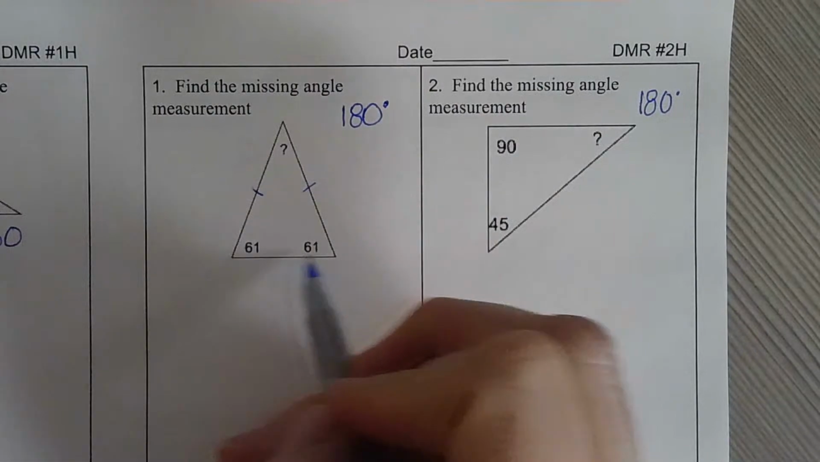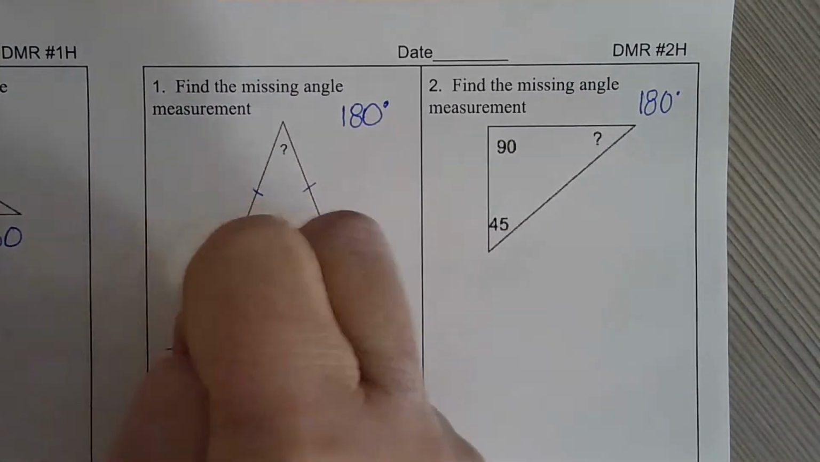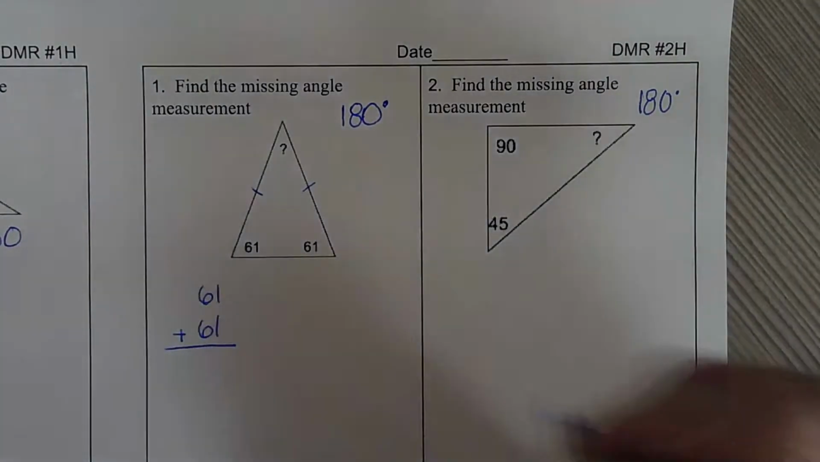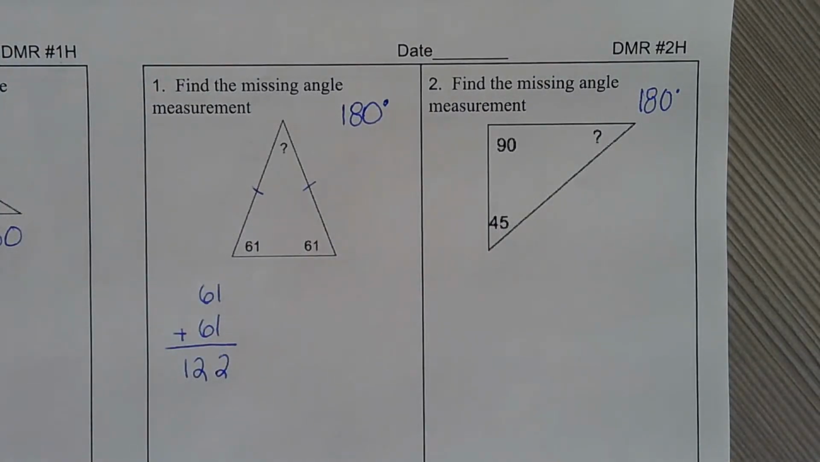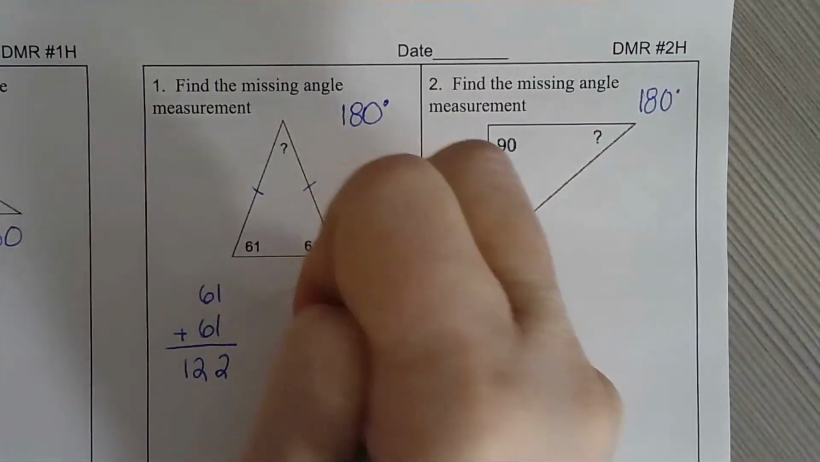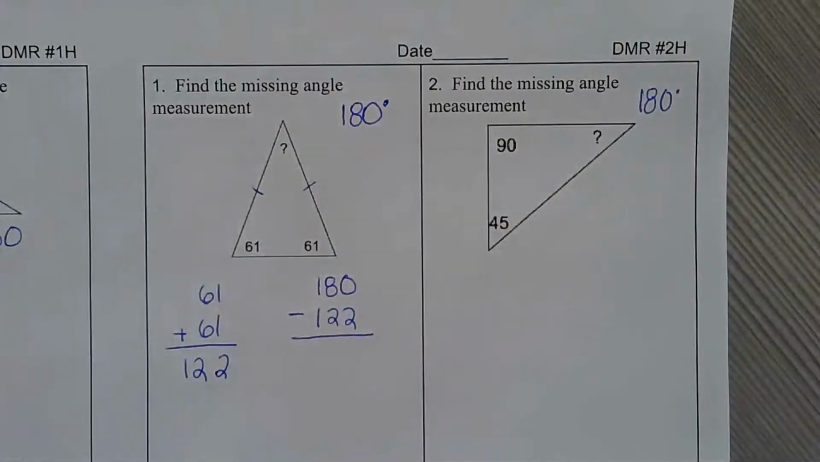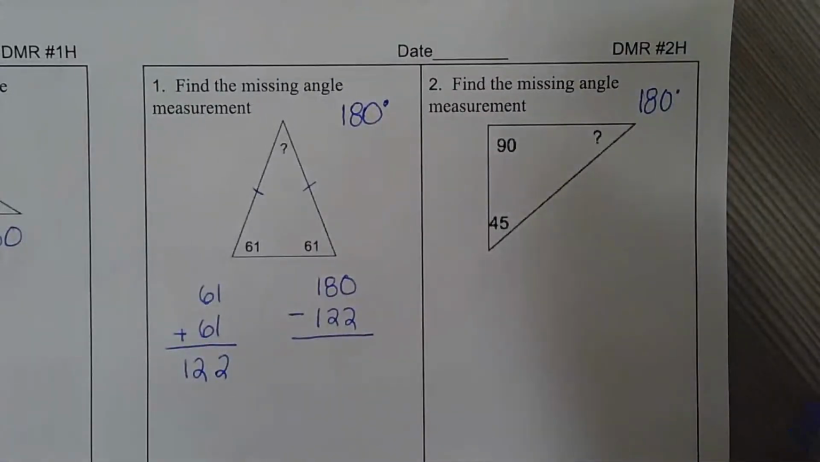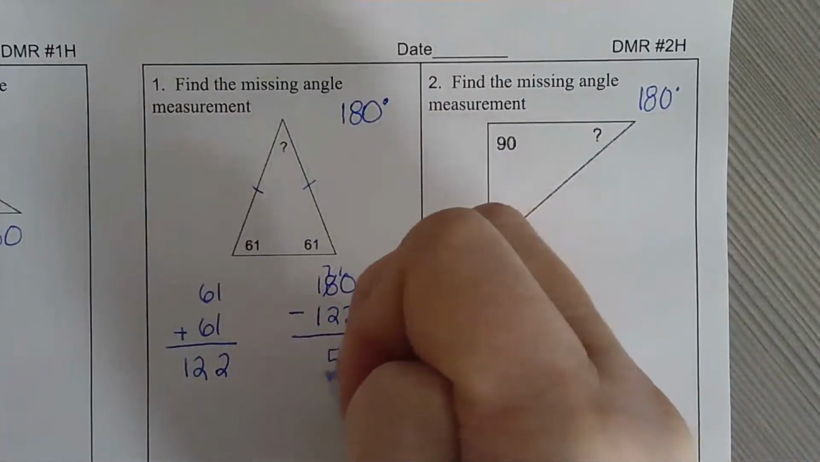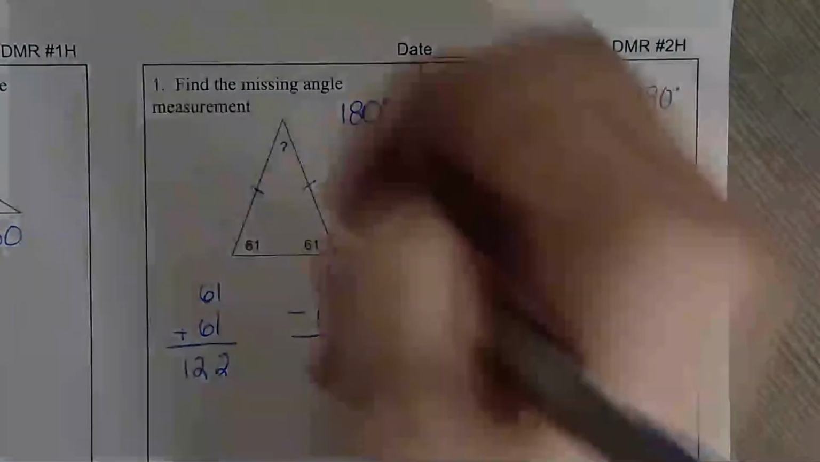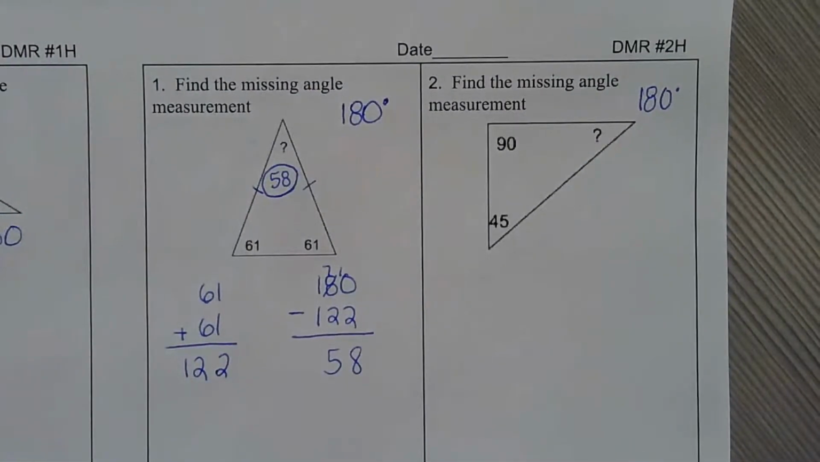Okay, so we are going to first add up 61 and 61. Or you could do 61 times 2. That would work as well. And that is going to give you 122. Next thing I'm going to do is take my 180 and subtract my 122. Careful when you do this that you don't make any silly mistakes with your subtracting. And I end up with 58. So my missing angle right here is 58.